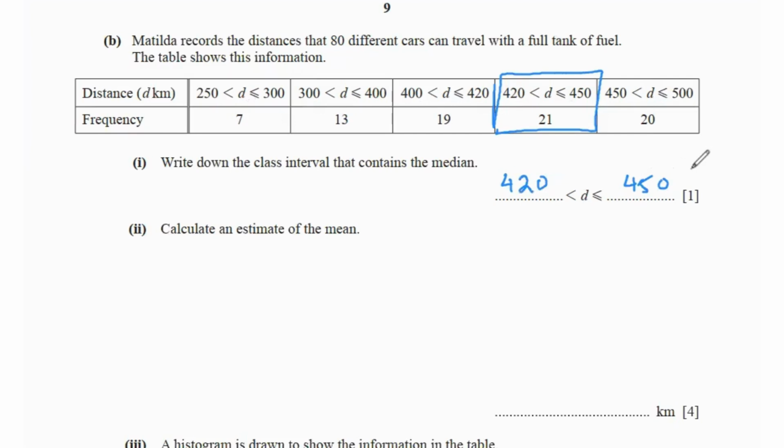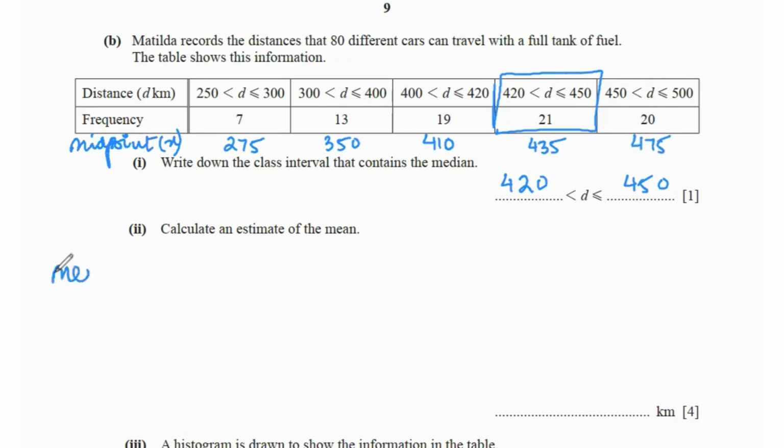Then it says calculate an estimate of the mean. For the estimate, when you have grouped data, you first find the midpoint of each of those class intervals. So let's make the midpoint row over here. That's going to be our x value. The midpoint of 250 and 300 is 275. 300 and 400 is 350. 400 to 420 is 410. 420 to 450 is 435. And 450 to 500 is 475.